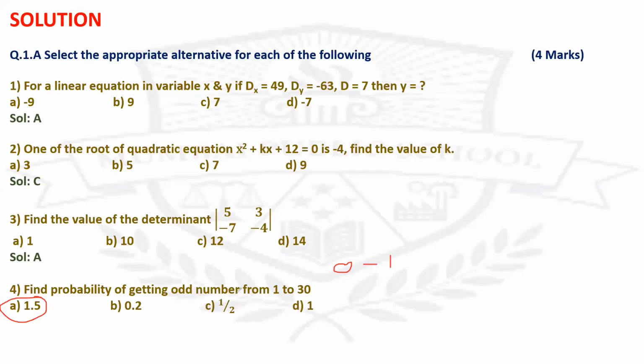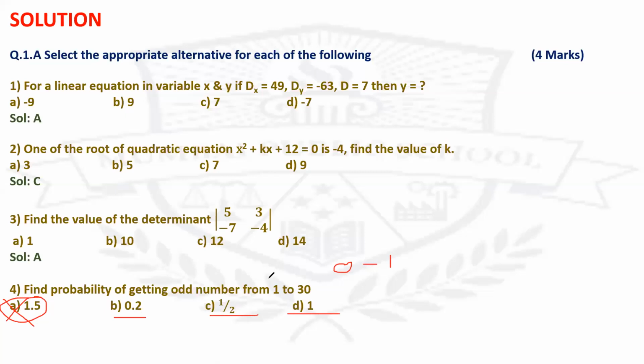So what happens here is, this option we are not going to consider. So you are left with 3 options: 0.2, 1/2, and D, that is 1.